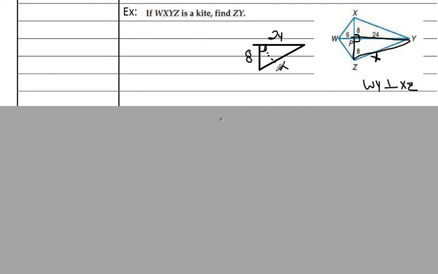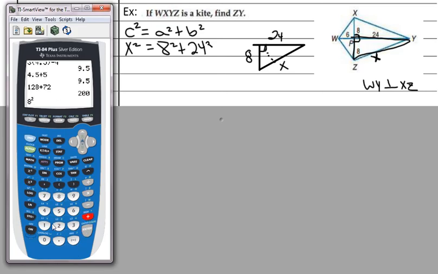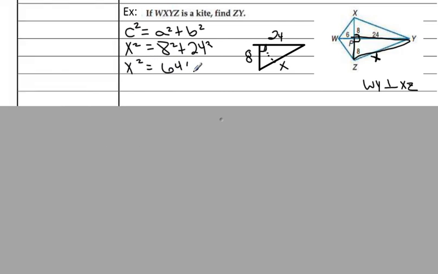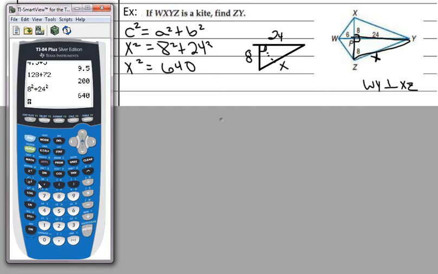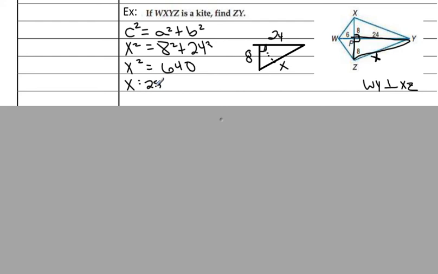So to find ZY, the hypotenuse, we would use the Pythagorean theorem, that c squared equals a squared plus b squared. And x has to be our c because it's across from the right angle. So x squared will equal 8 squared plus 24 squared. 8 squared plus 24 squared gives us 640. So x squared equals 640. And then we would take the square root of 640 to find out what x is. And that's going to be 25 point, and we'll round to the nearest tenths place, so 25.3. So this side is 25.3.